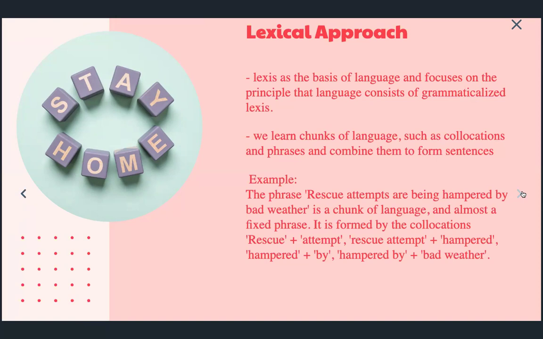Now, let us explore one example. Take the phrase, rescue attempts are being hampered by bad weather. This is a chunk of language and almost a fixed phrase. It is formed by the collocation rescue, attempt, rescue plus attempt, and then rescue attempt plus hampered, and then hampered plus by, and hampered by plus bad weather. So you keep putting together chunks so you get the sentence.